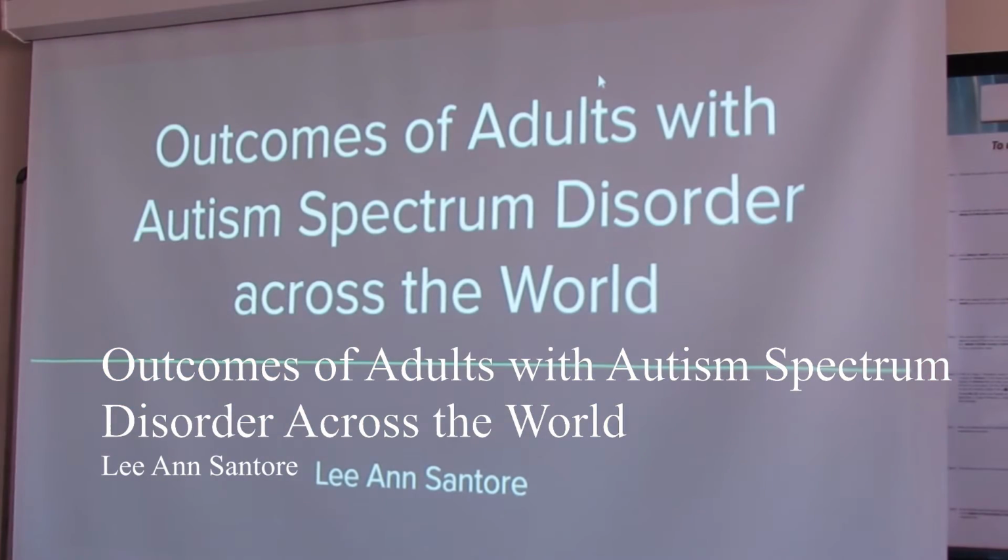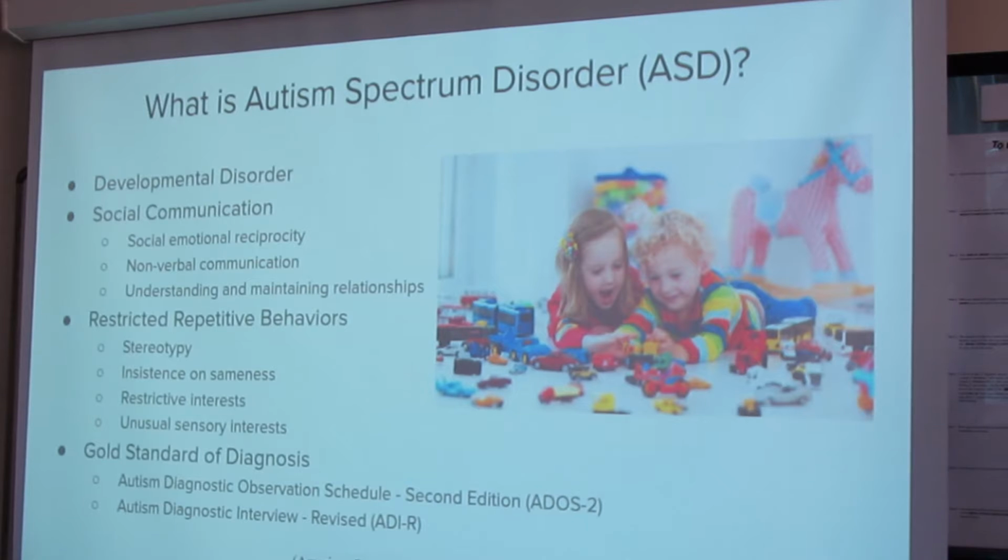So I'm Leanne, and I'm going to talk about the outcomes of adults with autism spectrum disorder as a global issue. Autism spectrum disorder is a developmental disorder. It's very prevalent, and the two main components of it are deficits in social communication, so that's probably what a lot of you think about. If you picture autism, it's not making eye contact or having difficulty speaking or communicating with other people. And the other component is restrictive repetitive behaviors. That could be stereotypy, insistence on sameness, restricted interest, or unusual sensory interest.